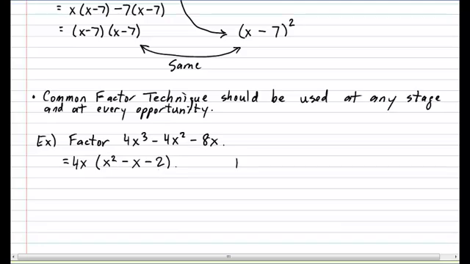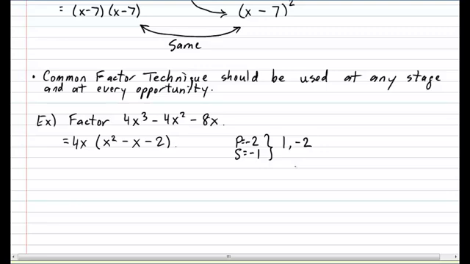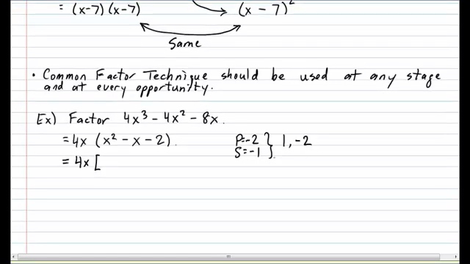So let's take a look. The product is minus 2, and our sum is minus 1. It looks like the combination of our two numbers is positive 1 and negative 2. Excellent. Alright, so let's apply our product sum technique. The 4x is always there. I'm going to put square brackets to limit my workspace. And let's apply the product sum technique. X squared plus 1x minus 2x minus 2.